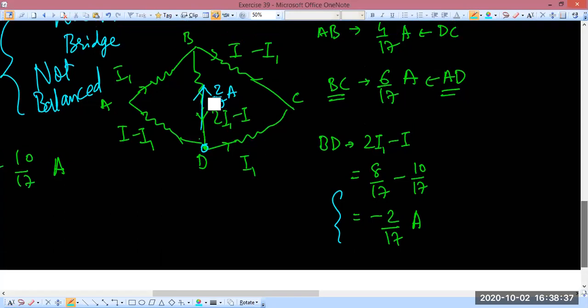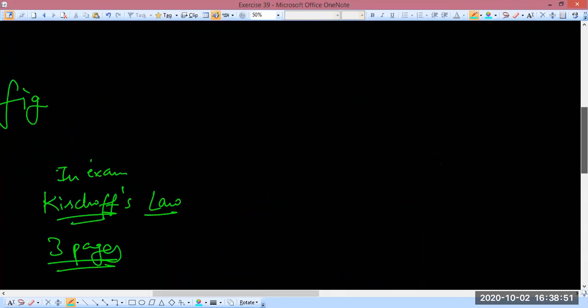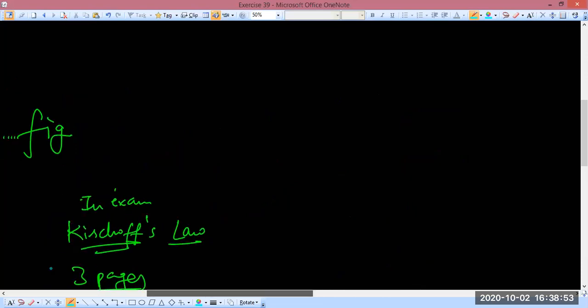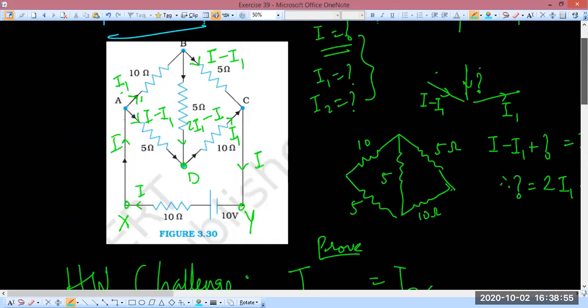This was unknown. These two are known by symmetry. Right? Okay. Fine. Now, I think that's enough discussion for this question.